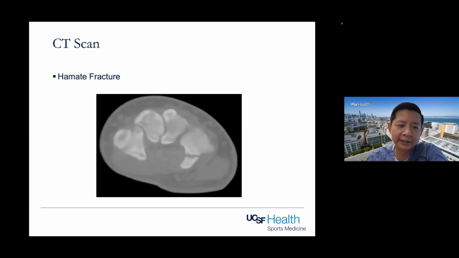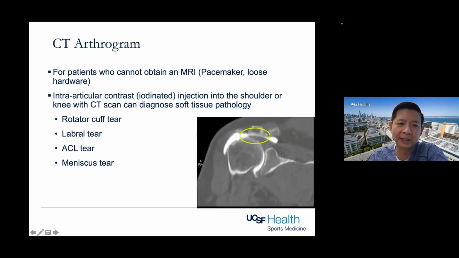For wrist fractures, you also can get CT scans looking at the hook of the hamate. So some of these you won't be able to see on X-ray at all.